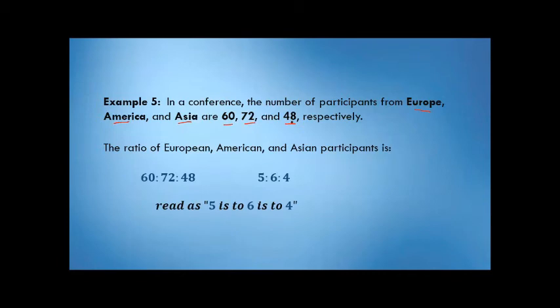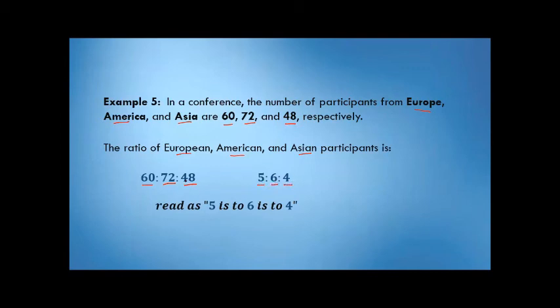So tatlo yung kino-compare nating number, tatlong quantity. So, mas mainam na ang gamitin ay colon form. So, we have the ratio of European, American, and Asian participants is 60 colon 72 colon 48. Now, pwede rin natin siyang i-lowest term. So, kahit naka-colon form siya, so ang lowest term nila is 5 colon 6 colon 4.